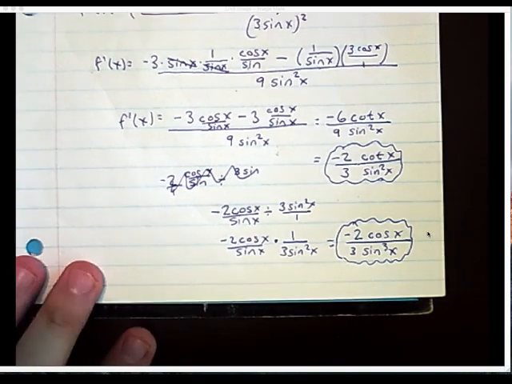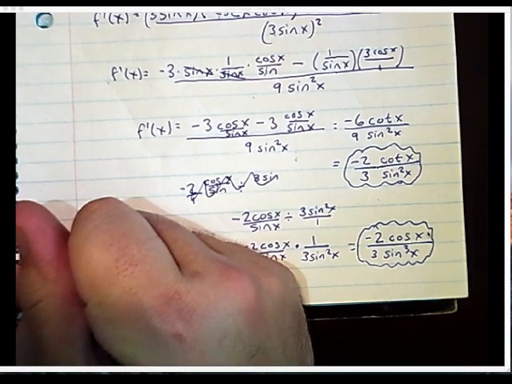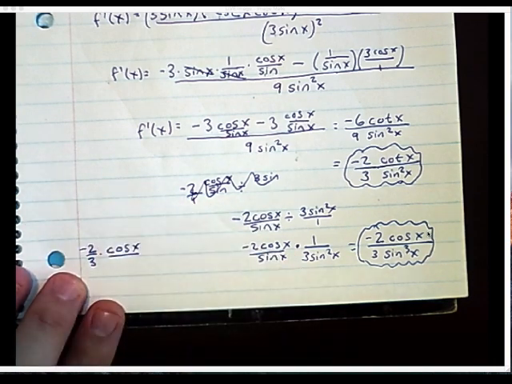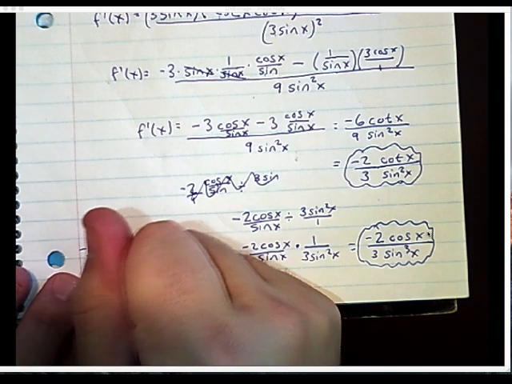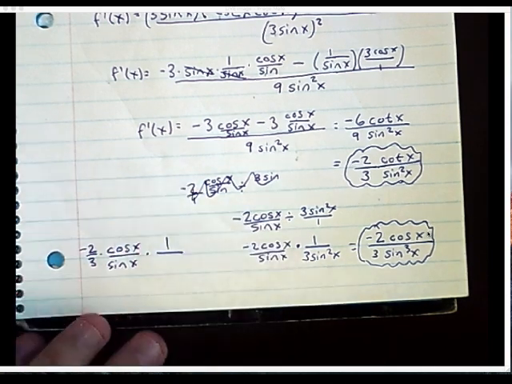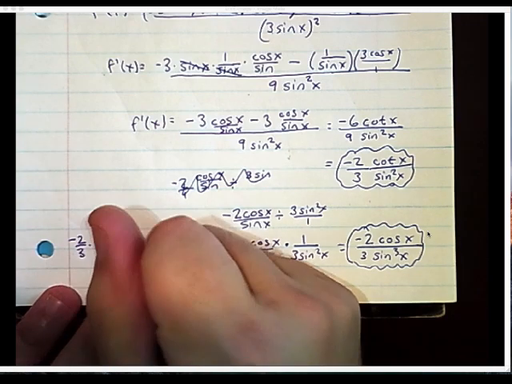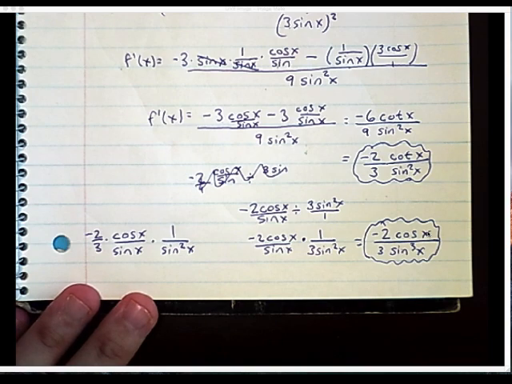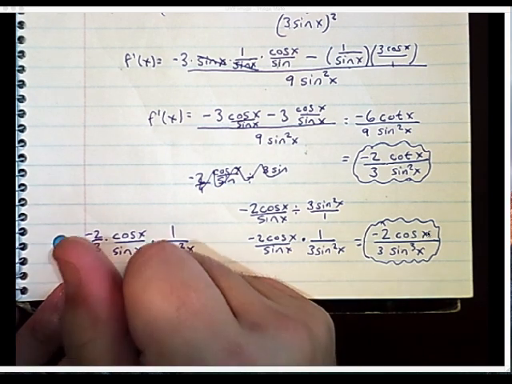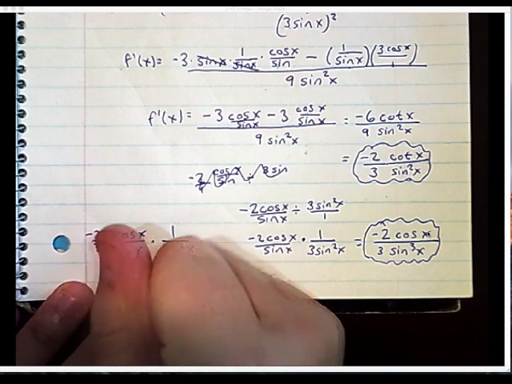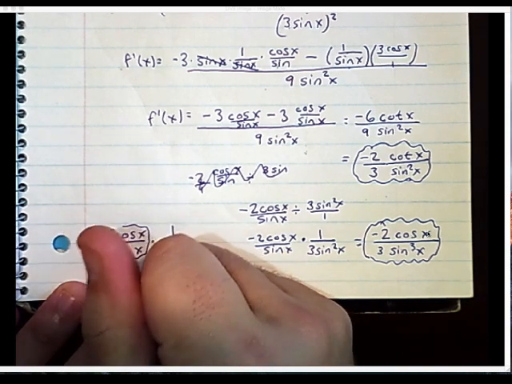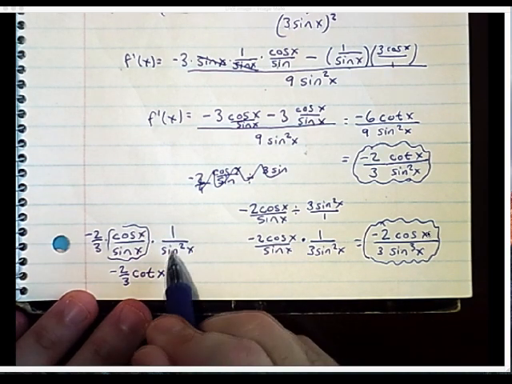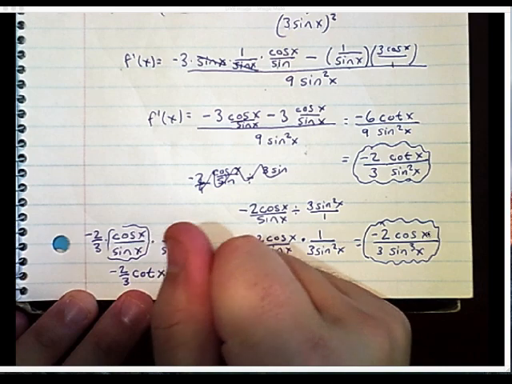Or you could even get more creative, and you could do this, negative 2/3. You could take one of the cosine, or you could take that cosine over one of the sines. Think about what's in the numerator. You're still missing 2 sines. And you think about what this is going to give you. This is negative 2/3. Cosine over sine is cotangent. Okay. And 1 over sine squared is cosecant squared.